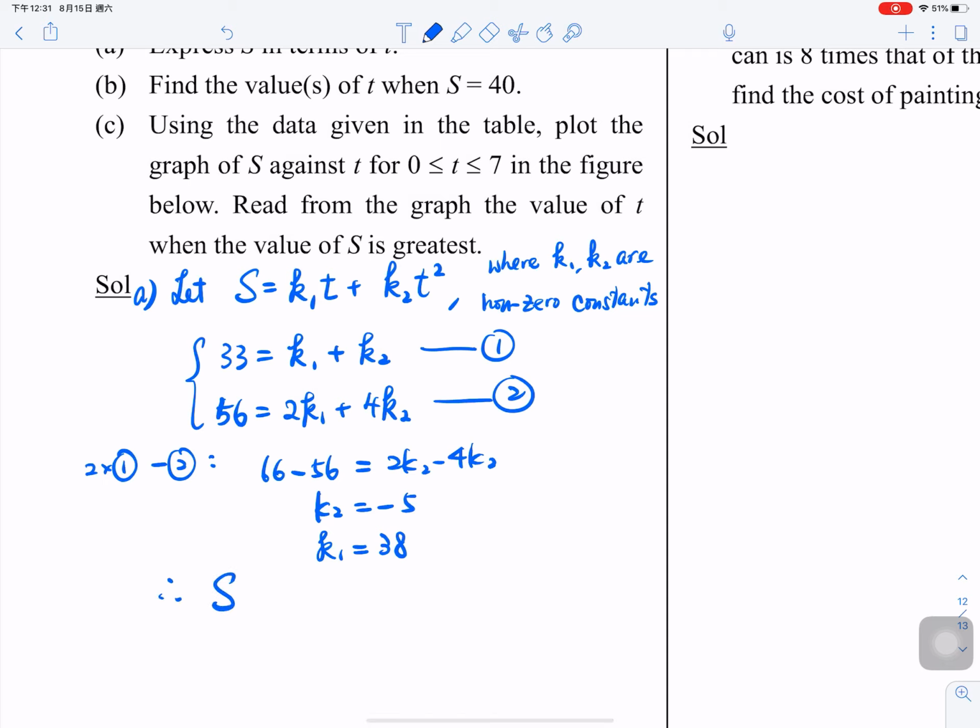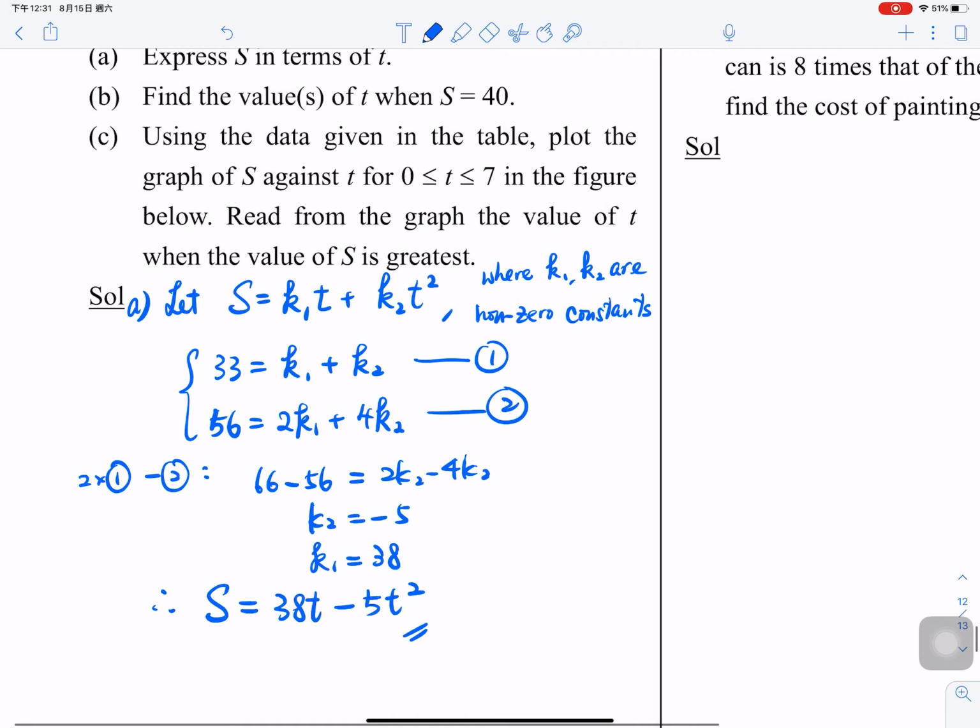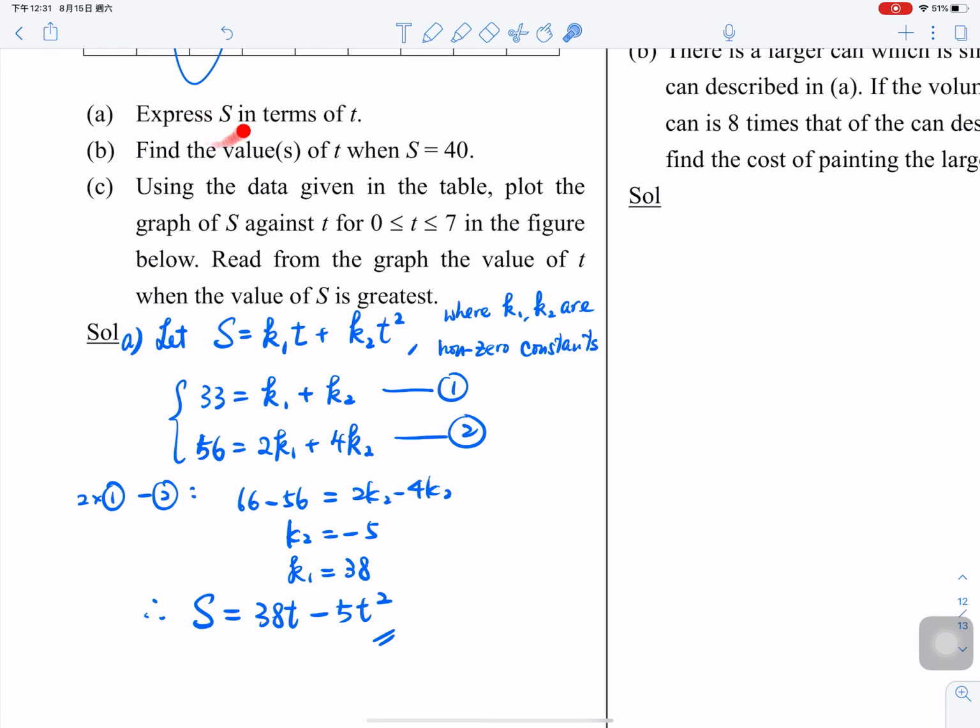As a result, s equals 38t minus 5t squared. This is the relation between s and t. So we express s in terms of t. Correct. Okay. Part B.